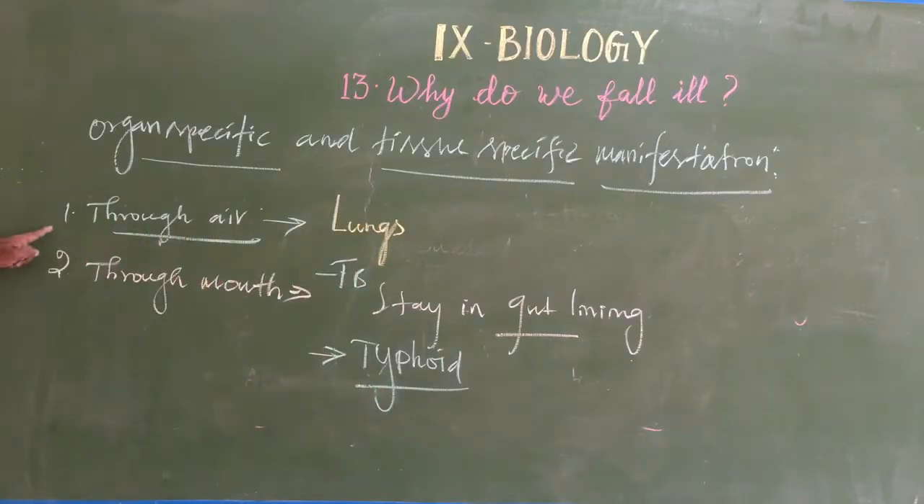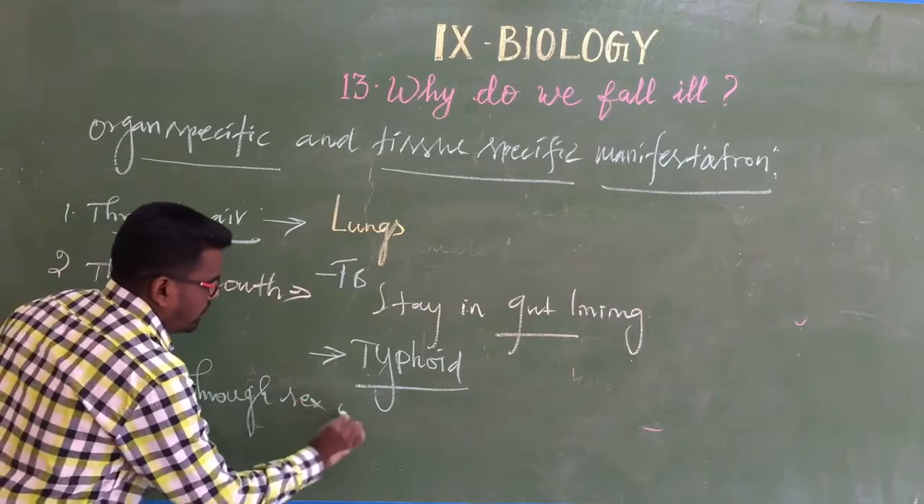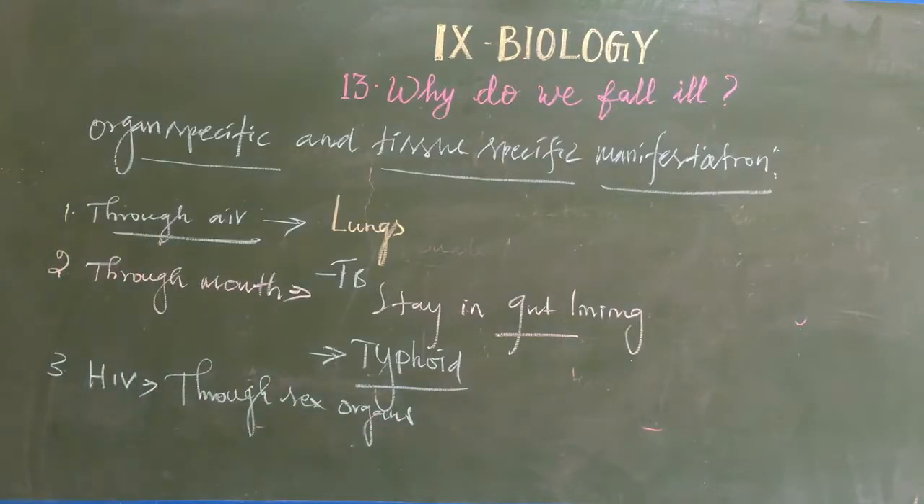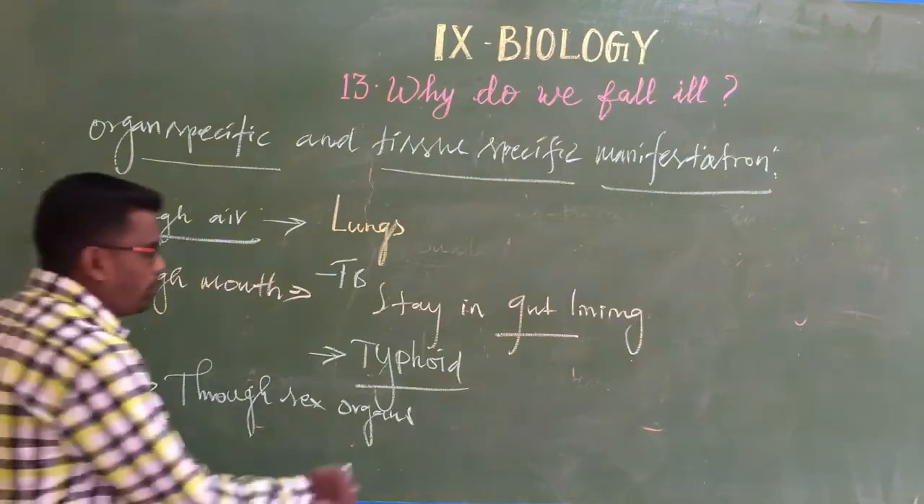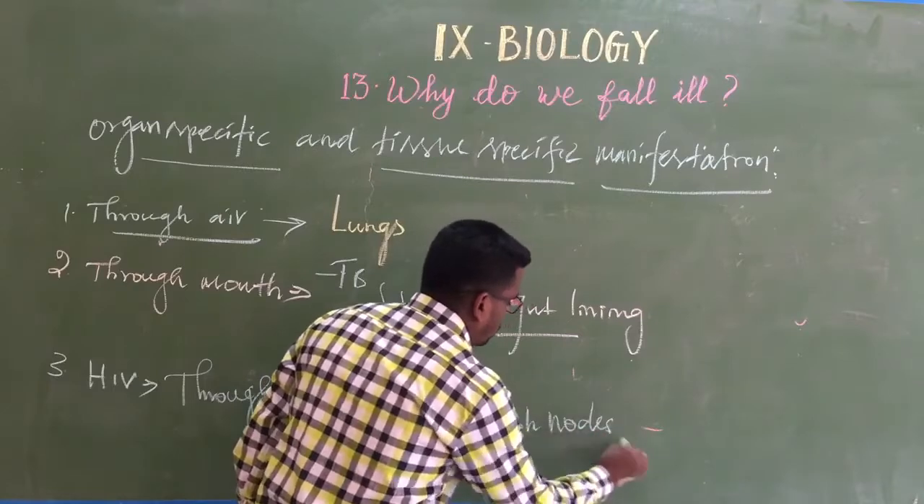Okay, so this is one of the ways. This is another way to reach. Okay, now HIV, human immunodeficiency virus. How does this virus get inside? Through the sex organs. The virus will enter through the sex organs, and where will it go? To the lymph nodes. Very important, it goes to the lymph nodes.